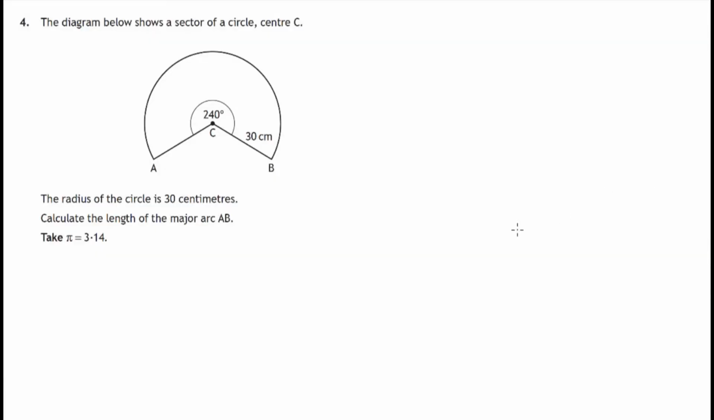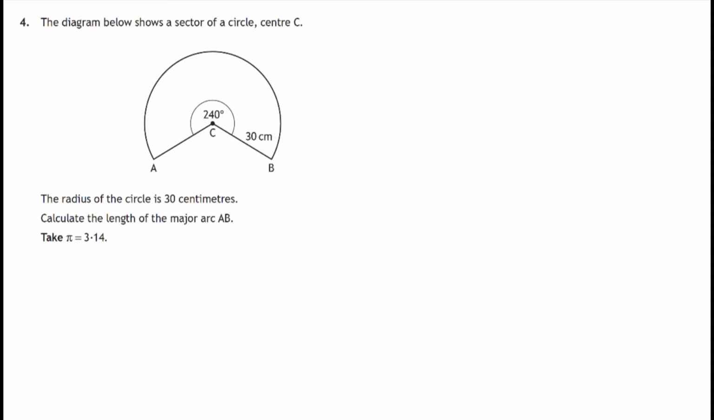In this question, we're shown a diagram of a sector of a circle with centre C. We're told the radius, and we're told this large angle around the centre, 240 degrees, and we're asked to calculate the length of the major arc AB.